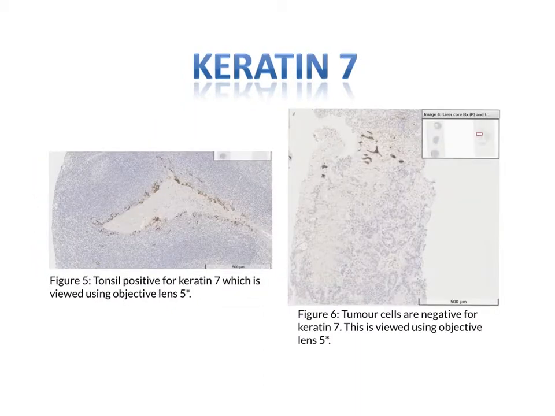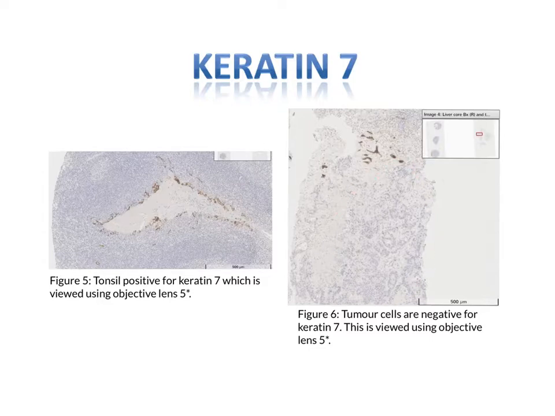Keratin 7 is usually associated with cholangiocarcinoma, which is normally expressed in the epithelium of tonsils. Here, a lymph node has been used as a positive control, which stained positive for keratin 7. Beside this is the liver core biopsy seen in Figure 6 using objective lens of 5, which is negative for keratin 7. However, the bile duct cells stain positive for keratin 7, but the tumour cells stain negative for keratin 7.